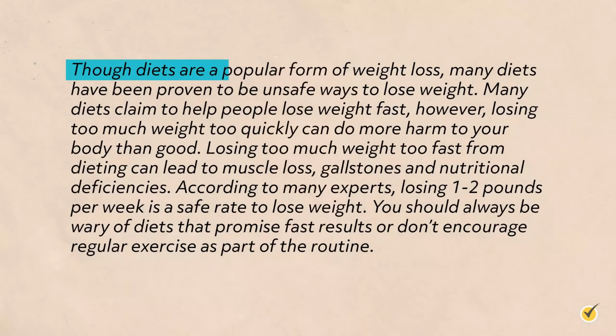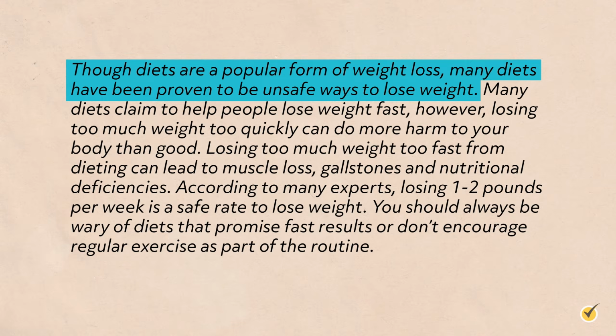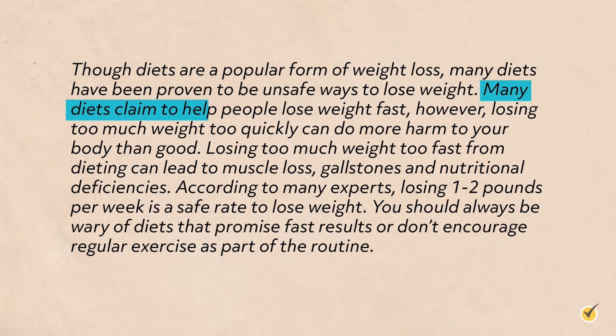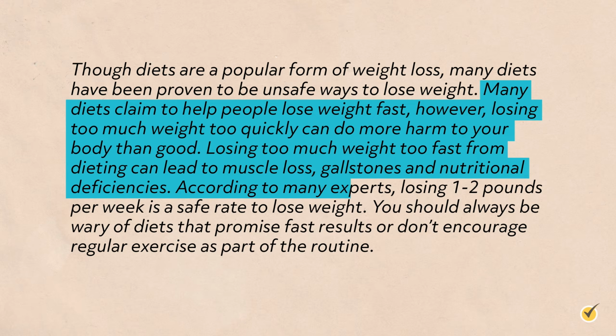But how do you go about creating these paragraphs? Let's take a look at how a body paragraph is structured. The first sentence of a body paragraph starts with an introduction or transition. This can be a phrase or sentence that tells the reader what the main point of this paragraph will be. Here's an example. Though diets are a popular form of weight loss, many diets have been proven to be unsafe ways to lose weight. In this example, the first sentence argues that some diets aren't safe. This introductory statement lets the reader know that the rest of the paragraph should be about how diets can be unsafe.